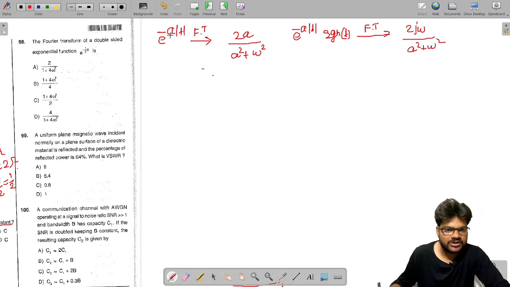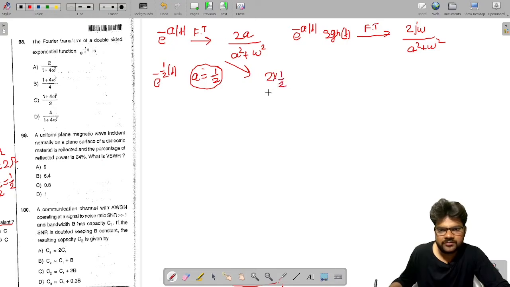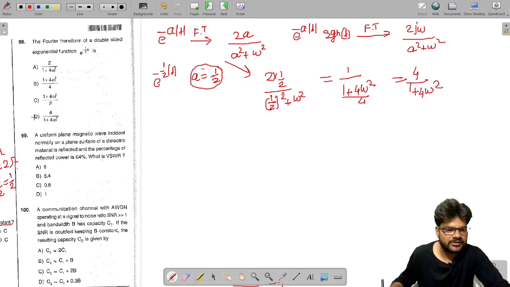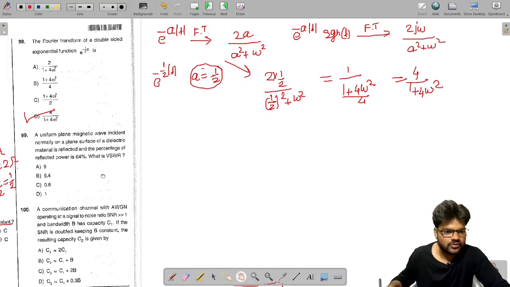So e to the power minus a mod t, if you compare this one, the question is e to the power minus 1 by 2 mod t. So instead of a, the value we have here is 1 by 2. So if you put a equals to 1 by 2 in this, you will get 2 into 1 by 2 divided by 1 by 2 square plus omega square, right? So from this you will get 1 by 1 plus 4 omega square by 4. So answer you will get 4 by 1 plus 4 omega square. So correct option is 4 by 1 plus 4 omega square, D. So let's go to next question.